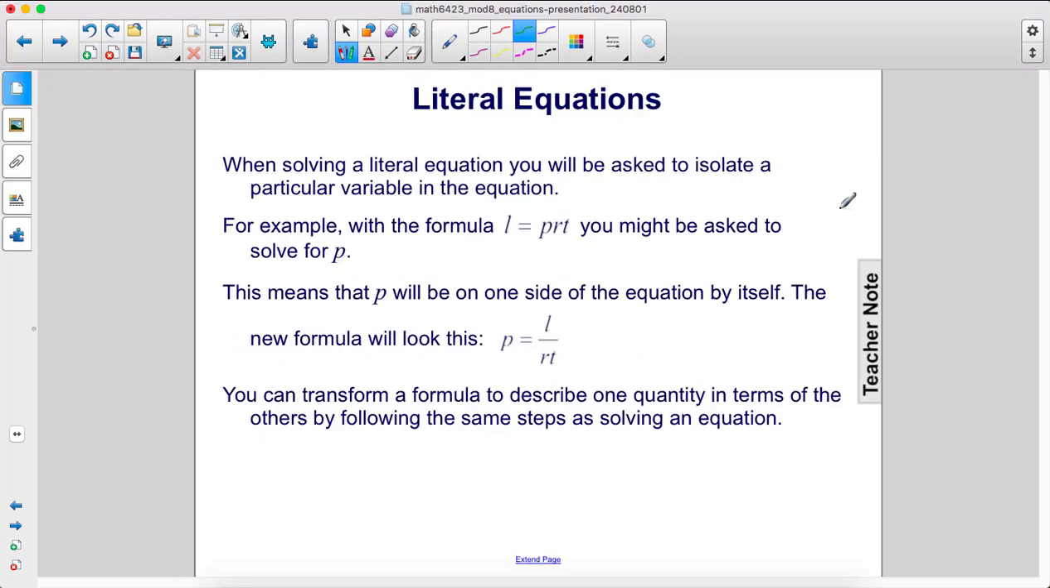When solving a literal equation, you will be asked to isolate a particular variable in the equation. For example, with the formula L equals PRT, you might be asked to solve for P. This means that P will be on one side of the equation by itself. The new formula will look like this. P equals L over RT.